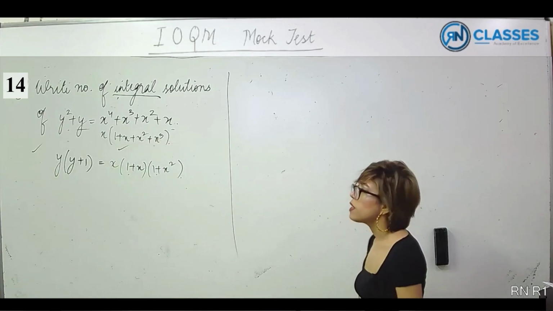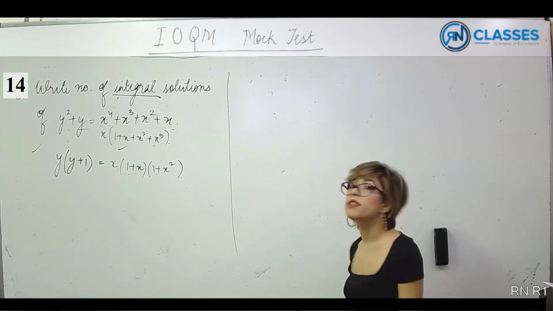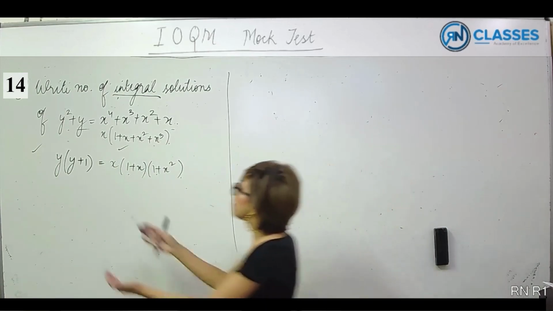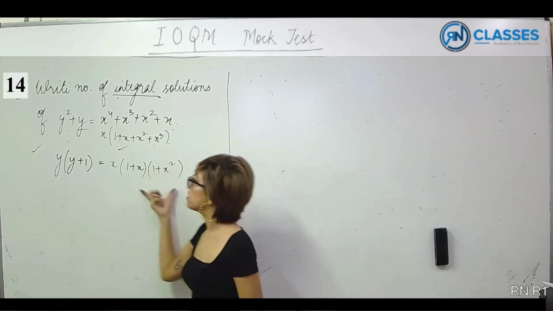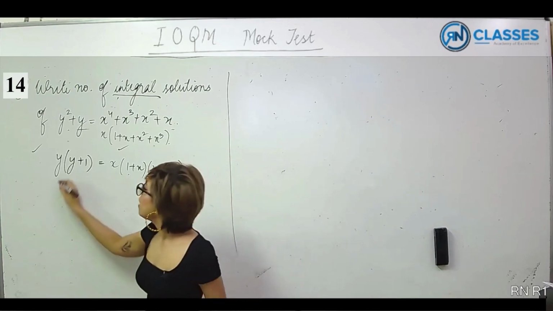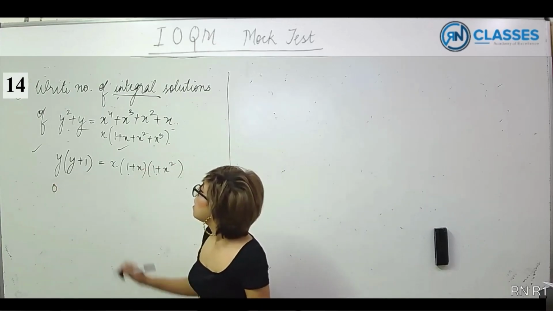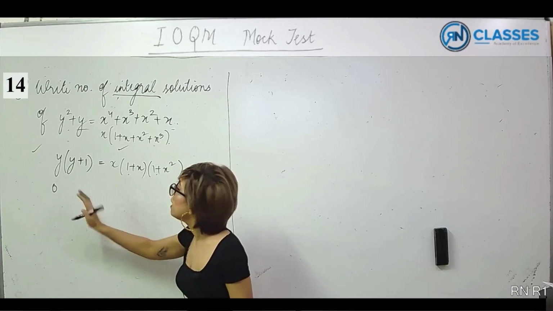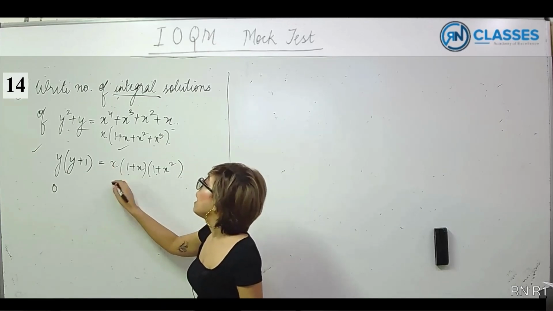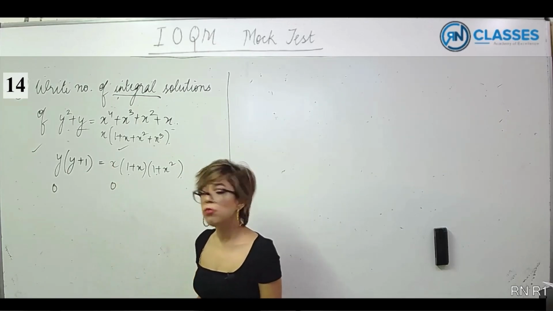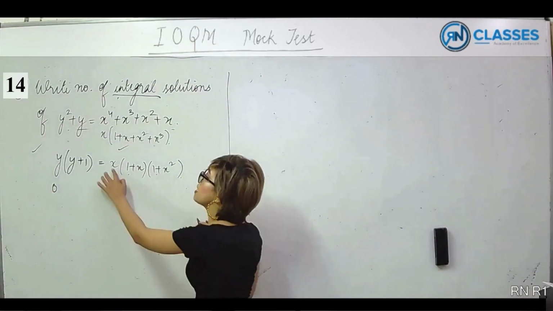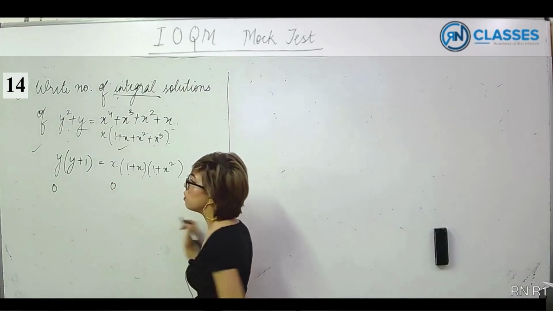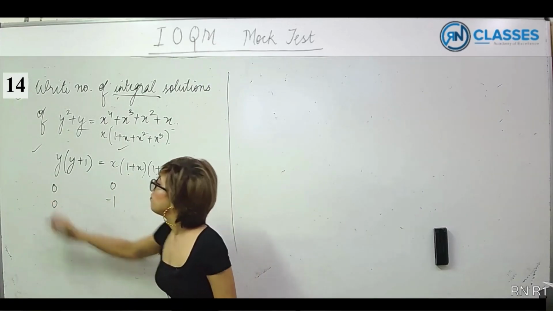Now, integral solutions. First of all, let me write the obvious ones, which will make the left hand side equal to the right hand side. I will try to make this 0 and this 0. Now, if I put y as 0, this becomes 0. Now, x, I can put x as 0, or I can put x as minus 1 also. Why? Because if I put x as minus 1, this term becomes 0. So, I can do this also.